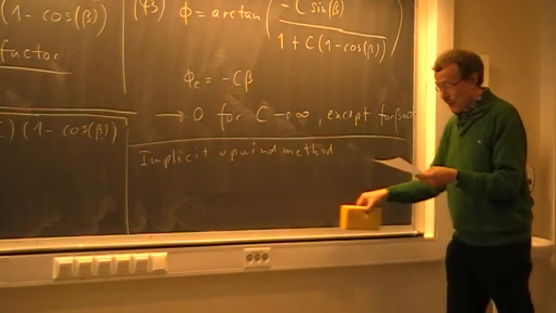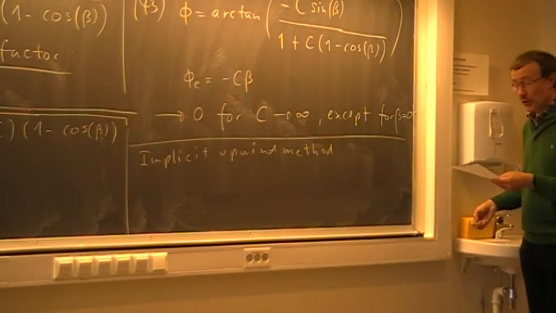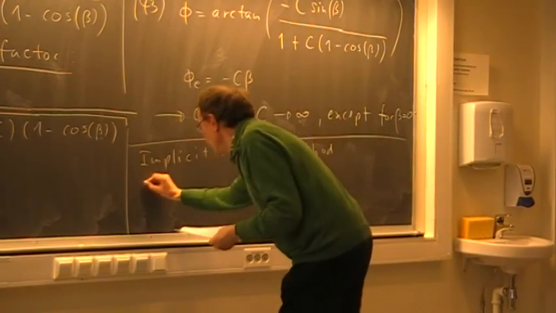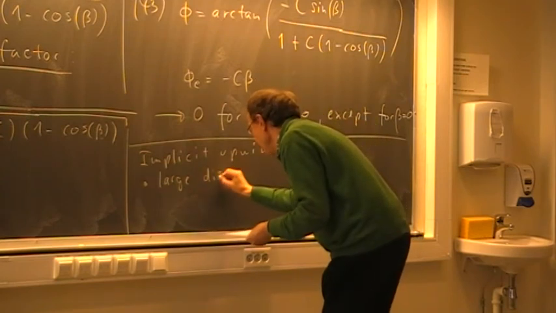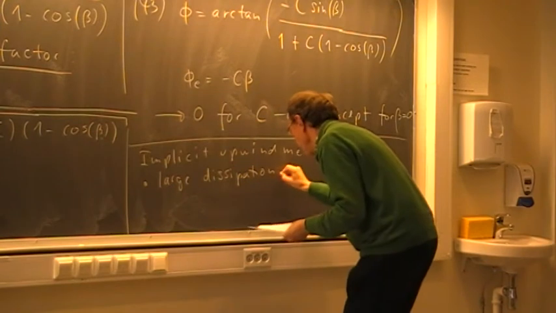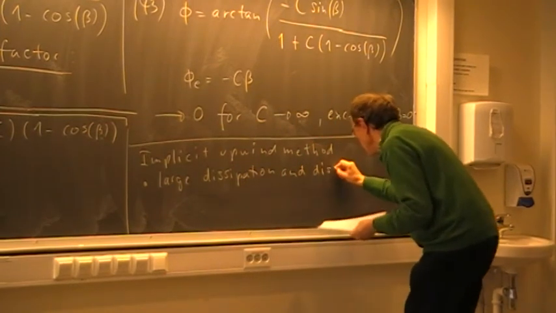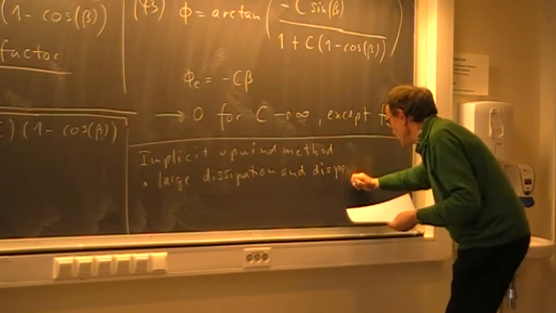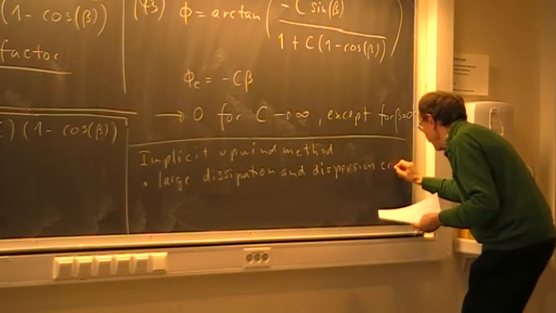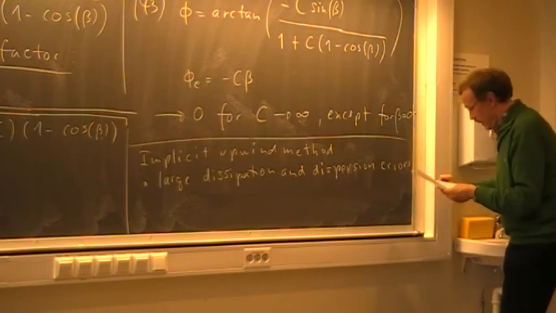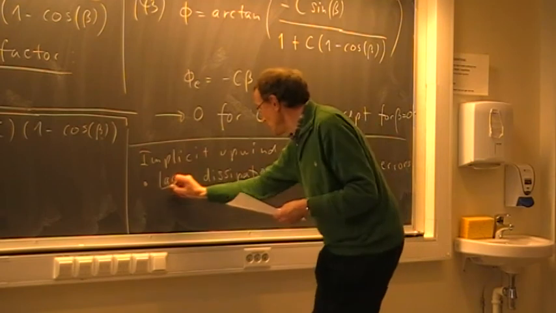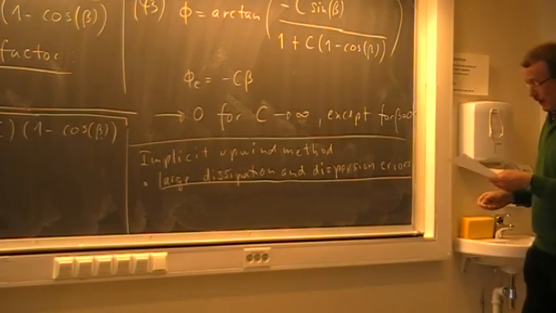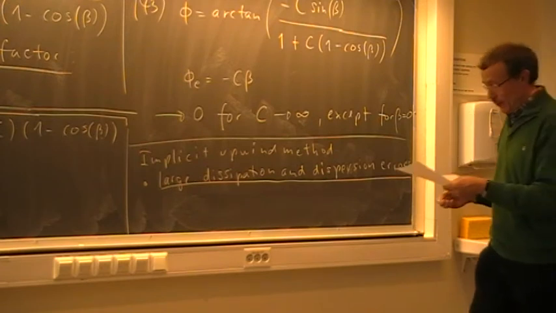that it has large dissipation and dispersion errors. The dispersion is the phase error, which we saw from the phase angle. Errors for all wave numbers except for k delta x near 0. And the errors increase with increasing Courant number.